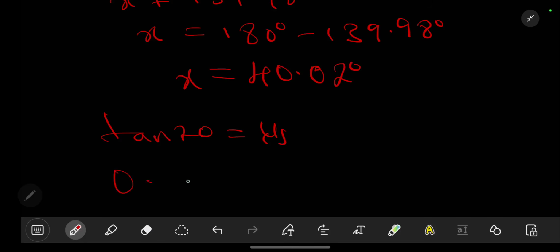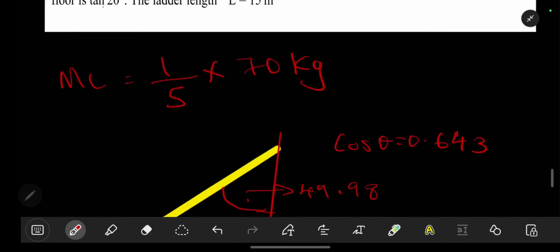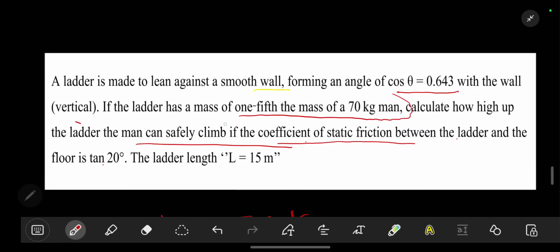0.364, like that. So this will be our mu s, like that. If that's the case, what we are going to do now is, let's deal with, so we are told to calculate how high up the man can climb. What else do we have?